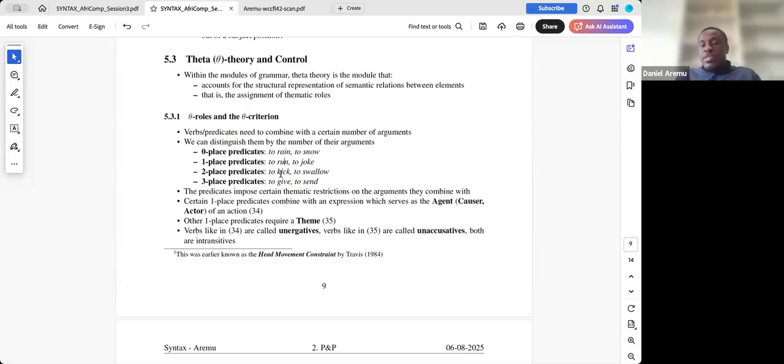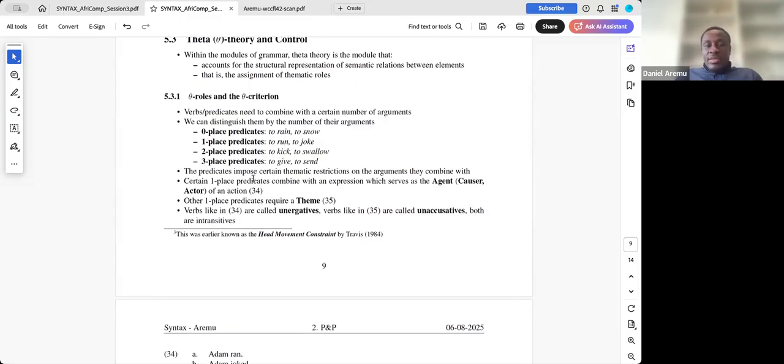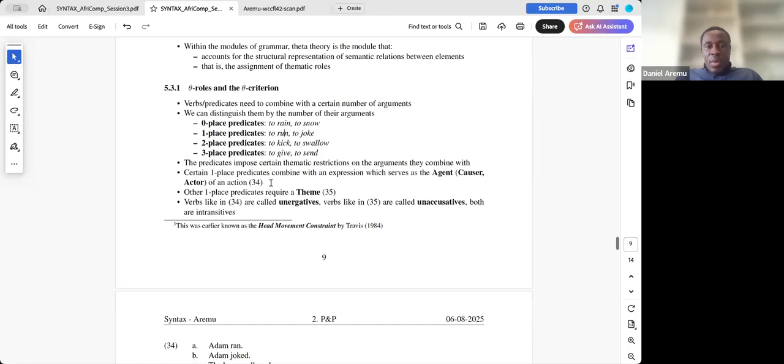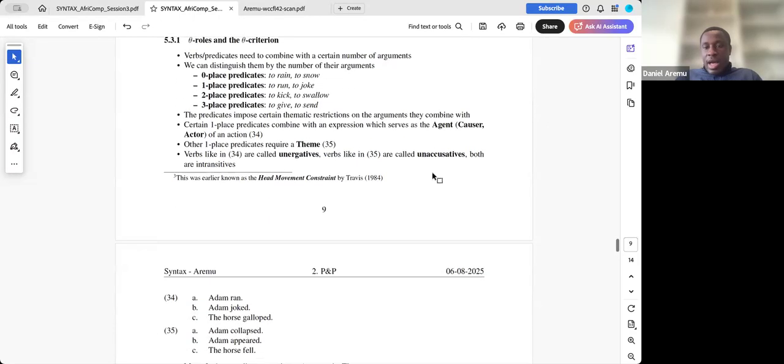So if you have kick, it means someone has to kick something, right? So Sam kicked the ball. Adam kicked the man or something, so basically you have the agent and you have what is being kicked, like the team, for example. So these are just the different types of predicates, and we know that certain one-place predicates combine with an expression which serves as agent, like I said earlier, like run, right? So someone ran, so Adam ran. It just has the agent.